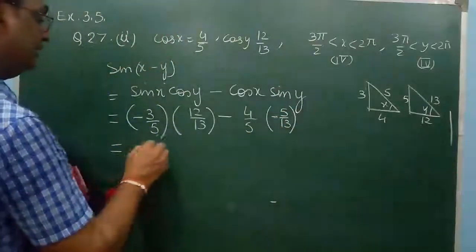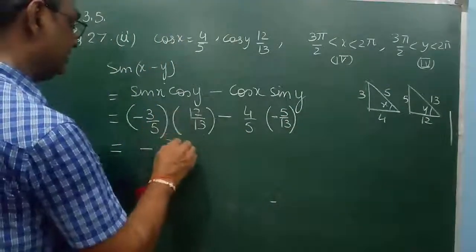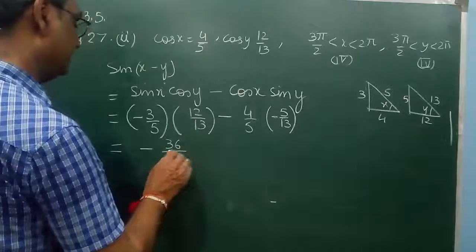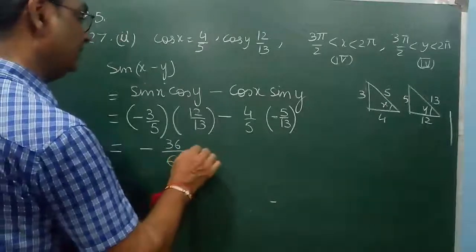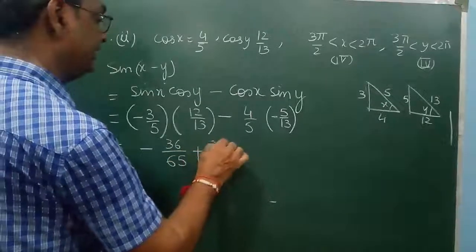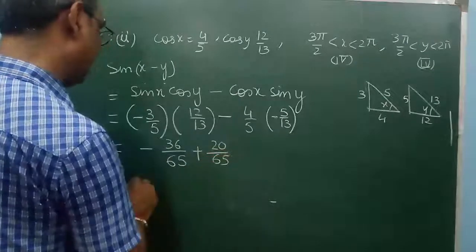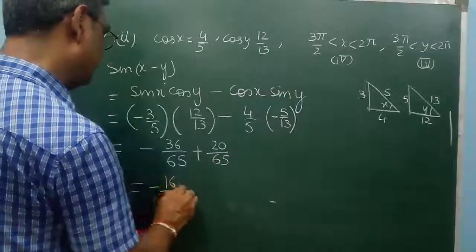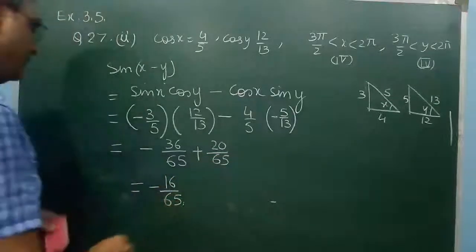So how much will it be? Minus 36 by 65 plus 20 by 65. So the answer will be minus 16 by 65.